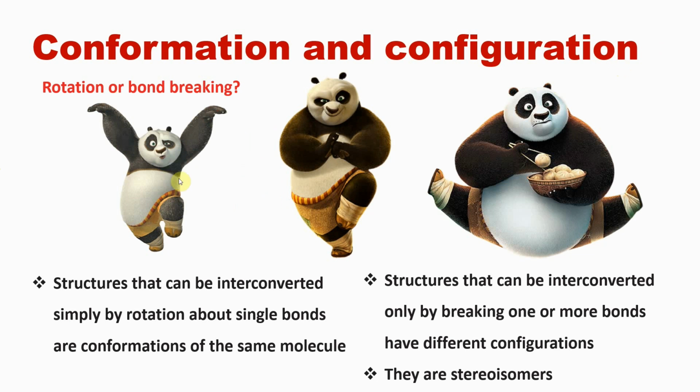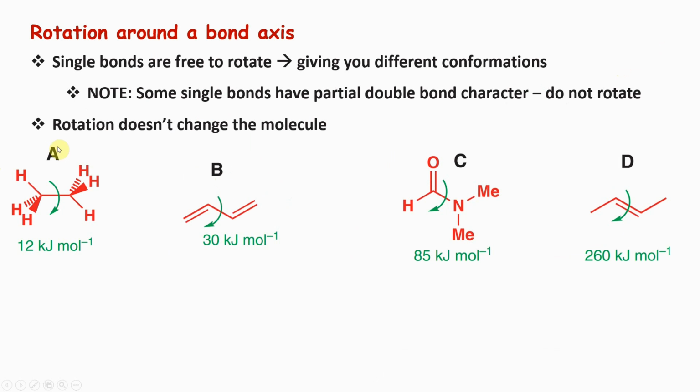Now how do you view conformations? Before that, let's look into single bond rotation. Single bonds are free to rotate, we know this, because there is no barrier, it can rotate. But it's not always the case. Some single bonds are easier to rotate than some other single bonds.